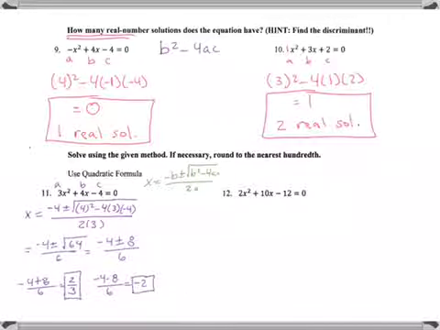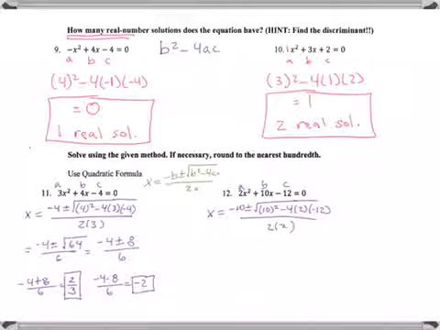All right, let's look at question 12. Same idea. We know our a value is 2, b is 10, c is -12. So we've got x equals -10 plus or minus the square root of 10 squared minus 4 times 2 times -12, all of this over 2 times 2. So under the square root simplifies down to 196 over 4.